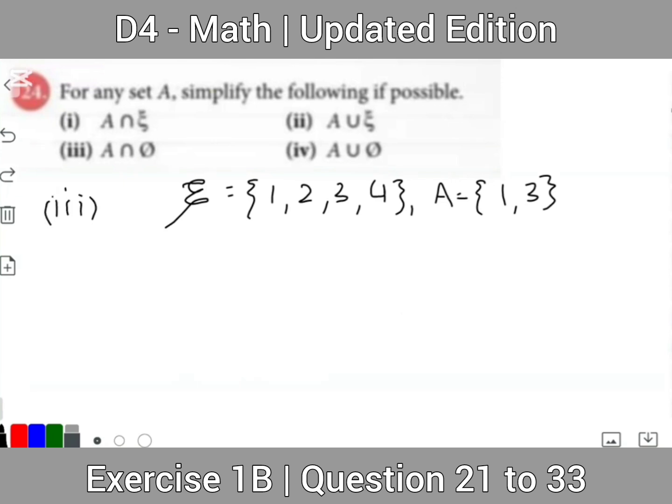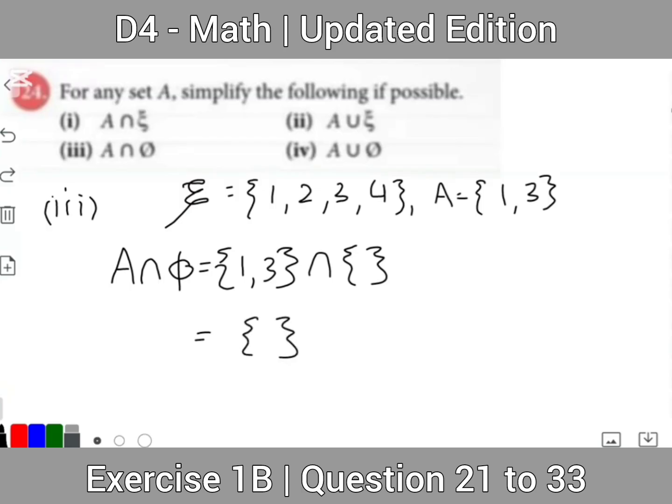Now in the part 3, we have A intersection phi, empty set. So here the set A is 1 and 3, intersection, and the set phi is empty set. So here we have nothing in the set phi. So the answer will be the set phi. So A intersection phi is equals to empty set, and that is equals to phi. So A intersection phi is equals to phi.